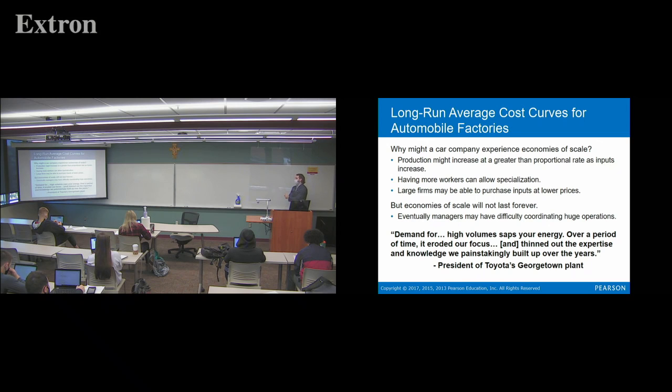Another thing is large firms can purchase inputs at a lower price. We've seen people get large discounts for large orders. They sell at a much lower cost per unit than when you buy a smaller amount.